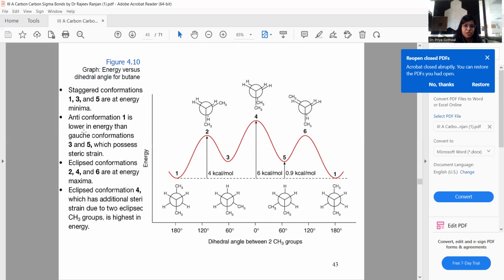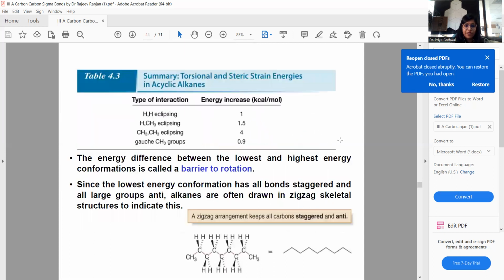The anti conformation is first and lowest in energy, then the Gauche conformations 3 and 5, which possess steric strain. Okay, 3 and 5 possess steric strain. This is known as the Gauche conformation. The eclipsed conformations 2, 4 and 6 are at maximum energy due to the two eclipsed CH3 groups, which is the highest in energy. So this is the energy level diagram of butane.